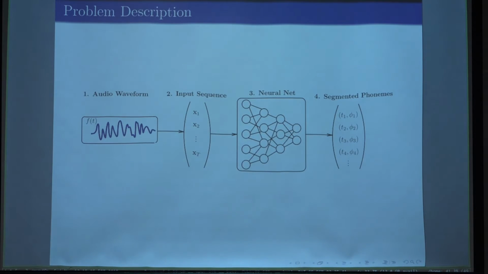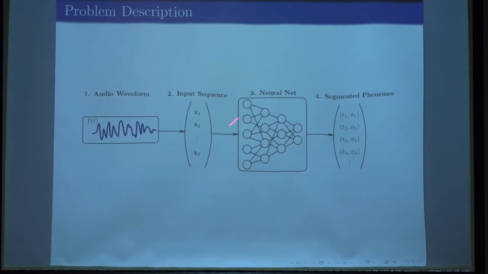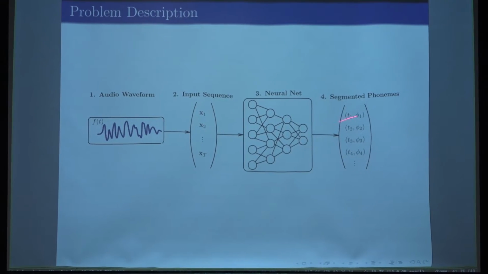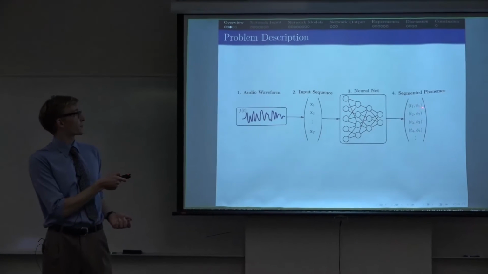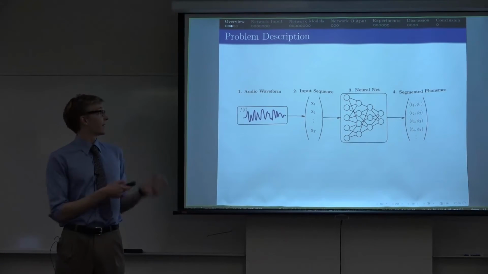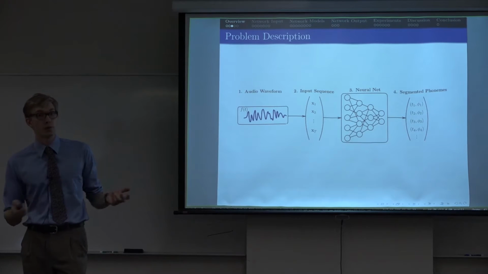So the broad overview of what we want to do and what Graves et al. presented is this following network here. They take the audio waveform, they input it and convert it into a sequence for a recurrent neural network. They process it through this network, and they get the output phonemes. So here, phi with whatever subscript corresponds to some sequential phoneme, and t with the subscript corresponds to the time at which it occurred in the waveform.